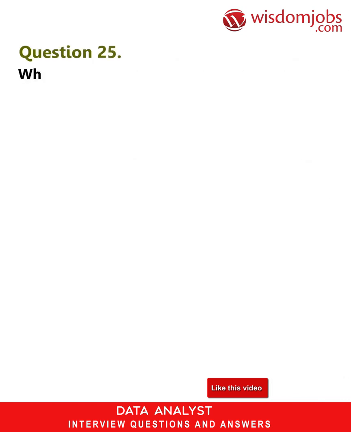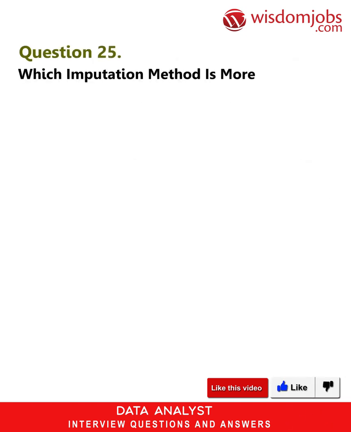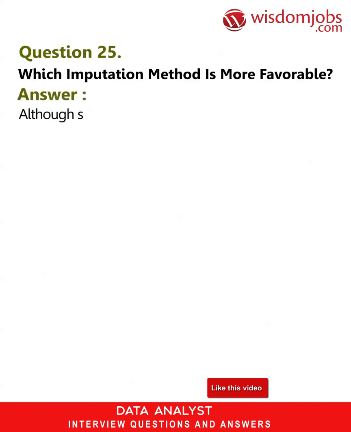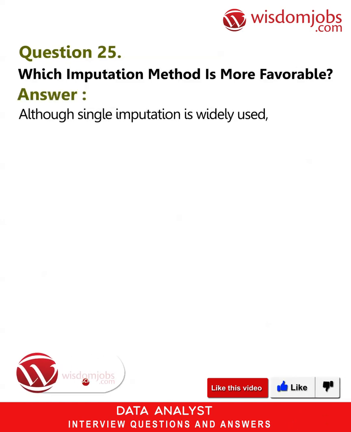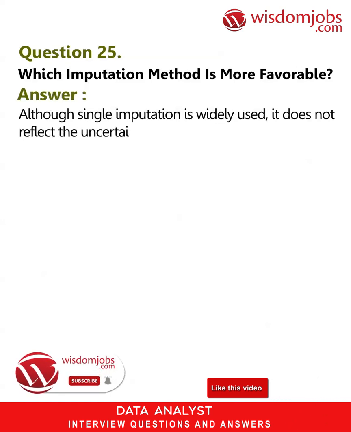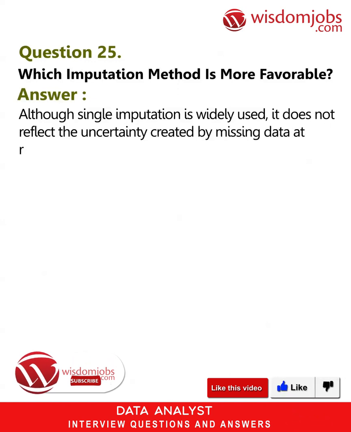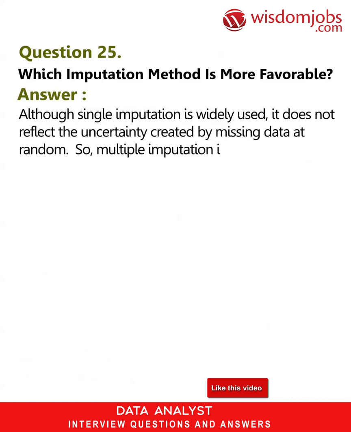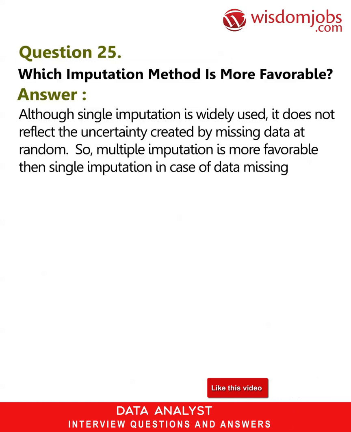Question 25. Which imputation method is more favorable? Answer. Although single imputation is widely used, it does not reflect the uncertainty created by data missing at random. So, multiple imputation is more favorable than single imputation in case of data missing at random.